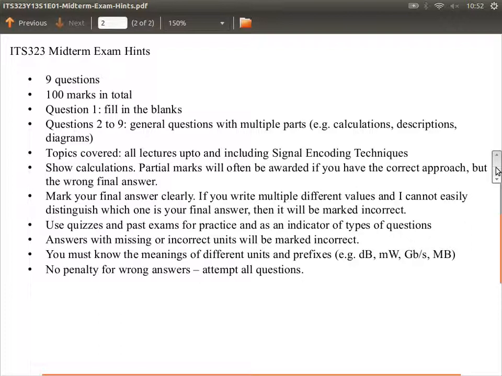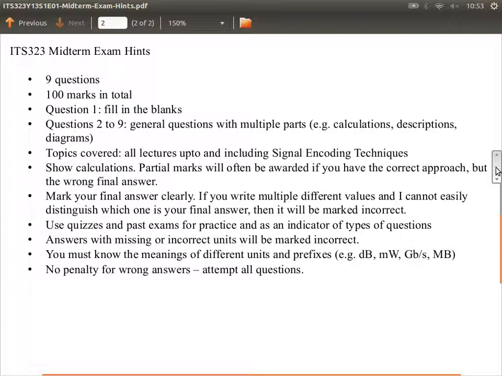Prefixes, you may choose which prefix. If the answer is 10 milliwatts, then an answer of 0.01 watts is also correct. Okay? Or if you express it in dBm, that can also be correct. So the prefix, whether it's milliwatts, megawatts, kilowatts, watts, it doesn't matter, as long as it's correct in the end. But the units are important. Try to use sensible prefixes.